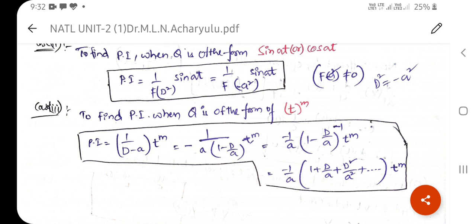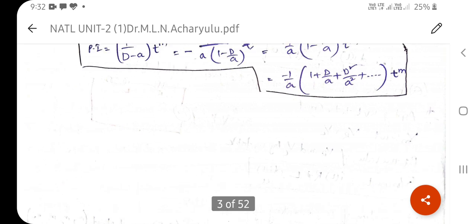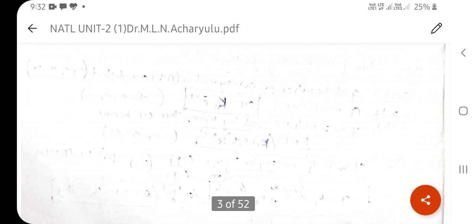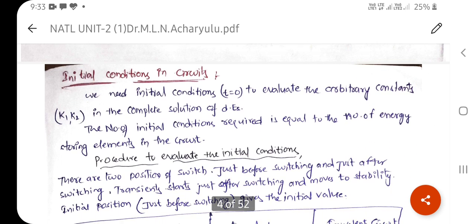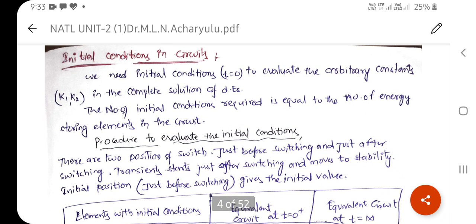This is the third case for finding the particular integration in a given differential equation. Therefore, basically three types of particular integration equations may be applied for a given network equation. That is the basic preliminaries. Now we are going to apply the initial conditions in a circuit.